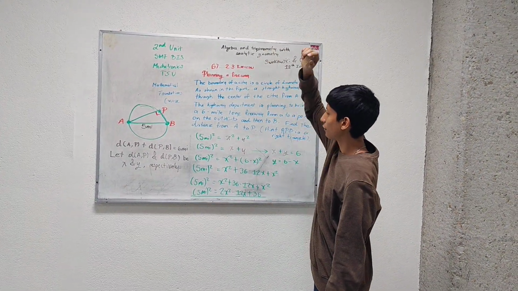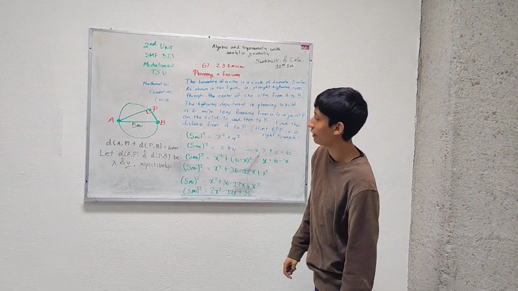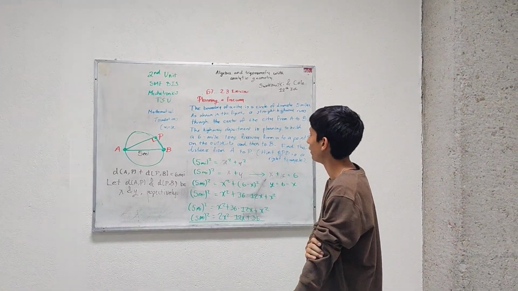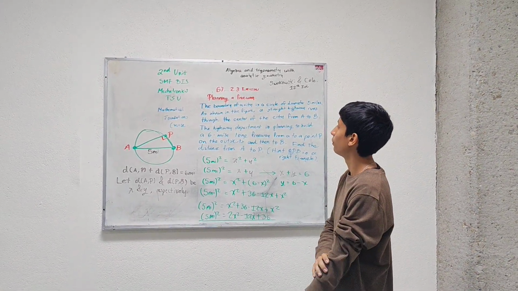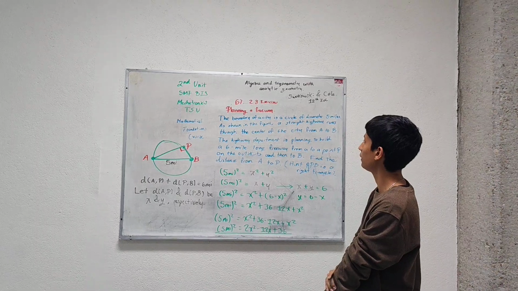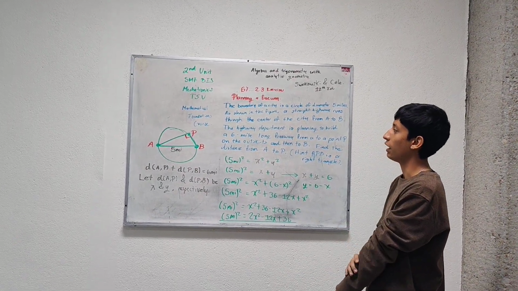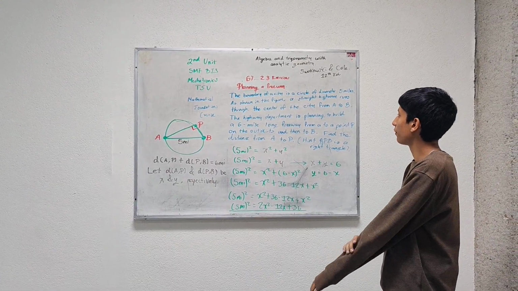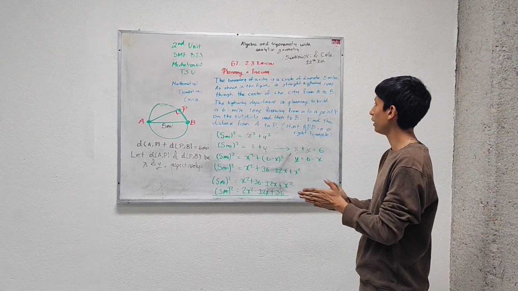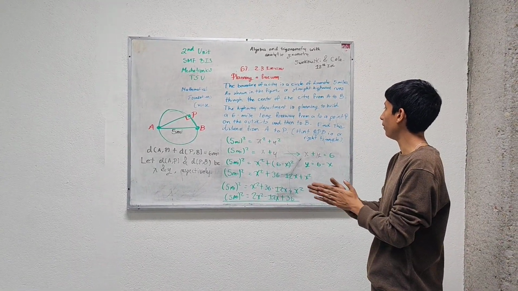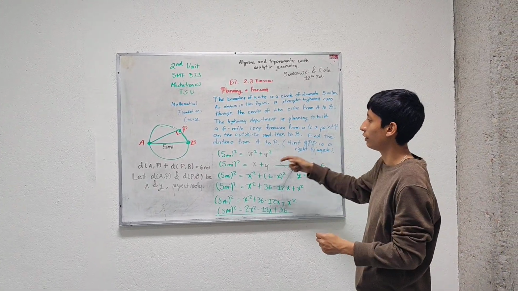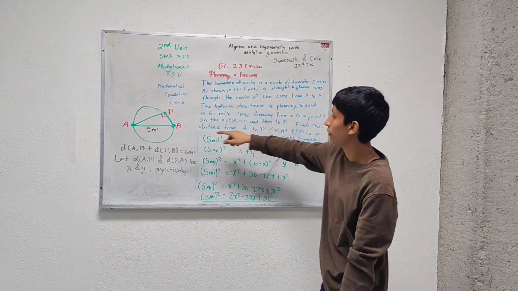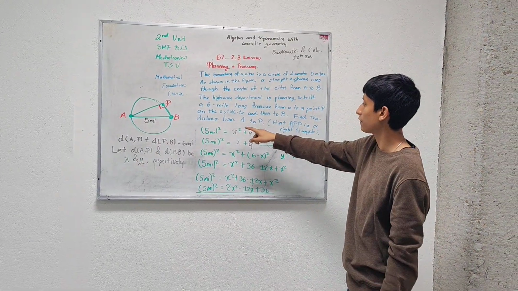So this is our quadratic equation exercise. It is number 67 of exercises 2.3. Planning a freeway. The boundary of a city is a circle of diameter 5 miles. As shown in this figure, a straight highway runs through the center of the city from A to B. The highway department is planning to build a 6-mile-long freeway from A to a point P on the outskirts, so from here to here, and then from P to B. Find the distance from A to P.